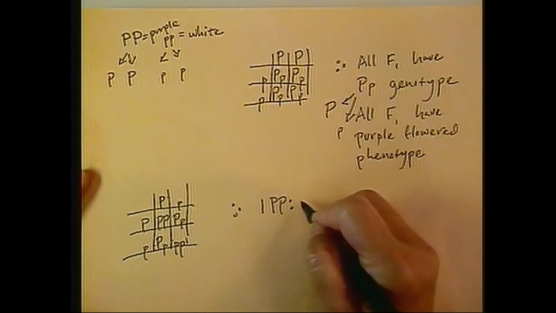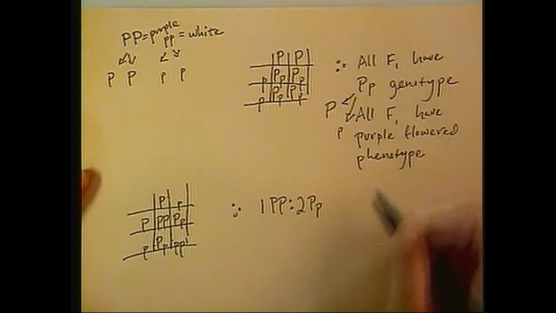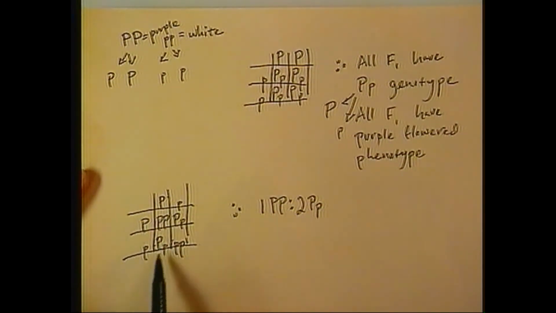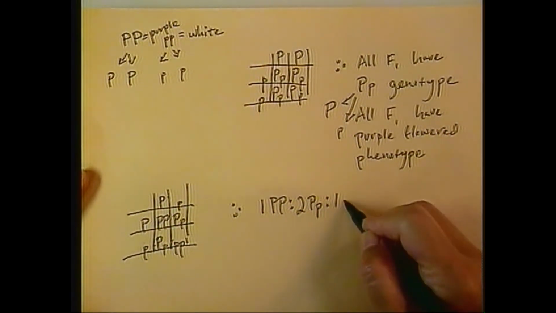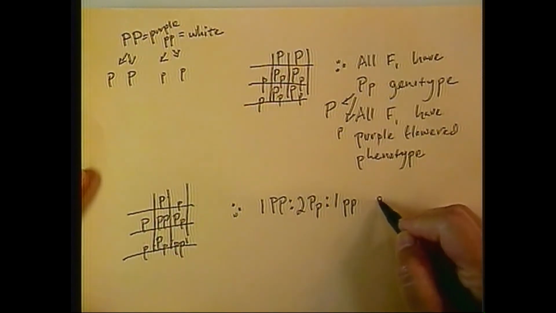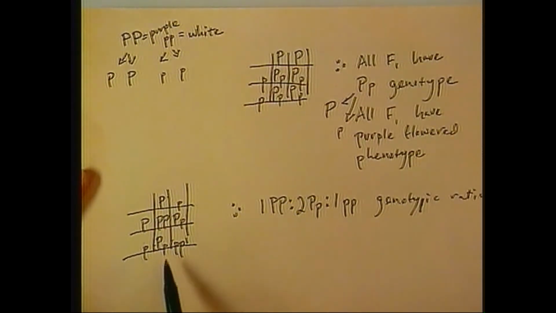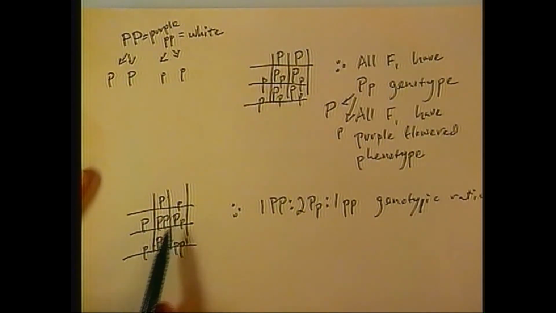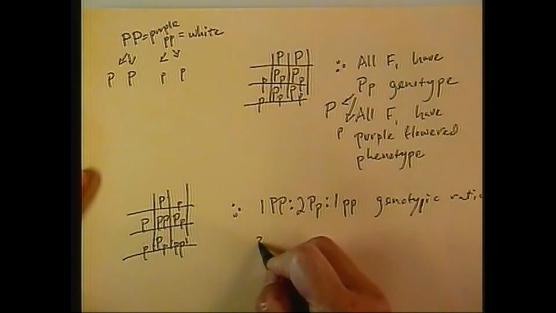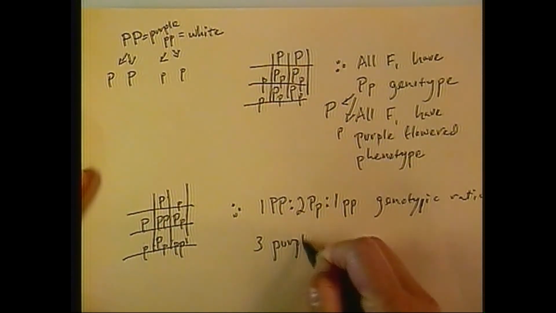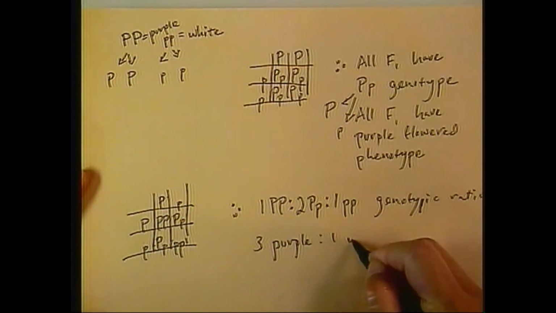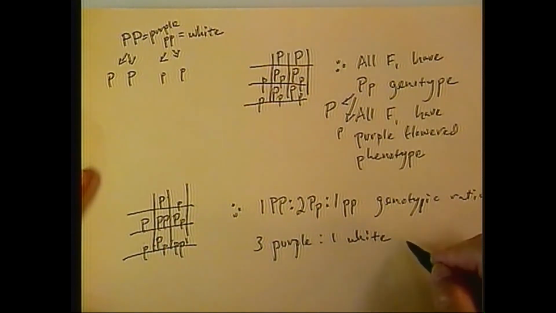you have 1 capital P capital P, 2 capital P lowercase p, and 1 lowercase p lowercase p. So this is showing ratios, 1 to 2 to 1, and this is the genotypic ratio in the F2. Then you see that you have 3 that have capital letters, so you have 3 purple flowered to 1 white, and this is the phenotypic ratio.